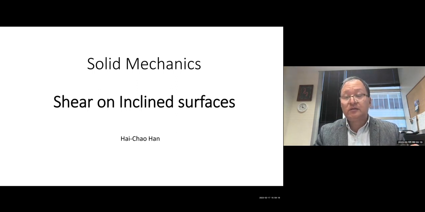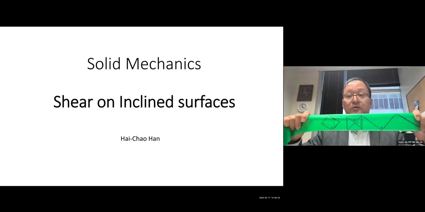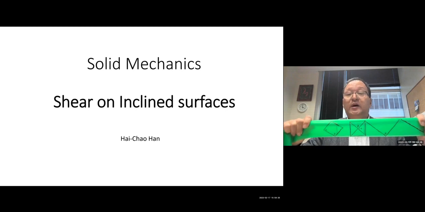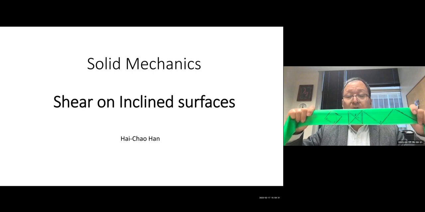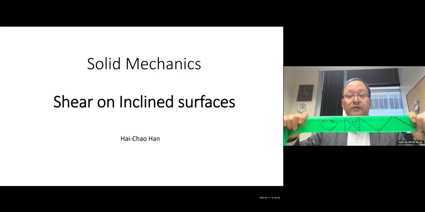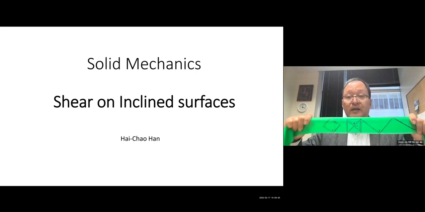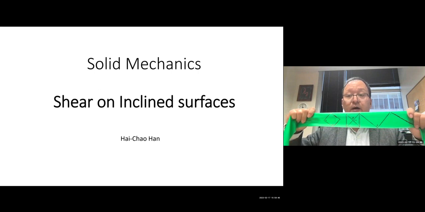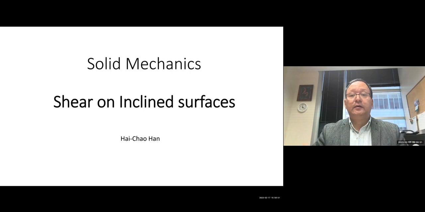Rotation means shear strain. That's angle change, that's shear strain, so there is a shear deformation. So there must be a shear stress as well. In a bar under axial tension, on the inclined surface there is a rotation, there is a shear deformation, and therefore shear stress as well. That illustrates shear on the inclined surface. All right. Thank you.